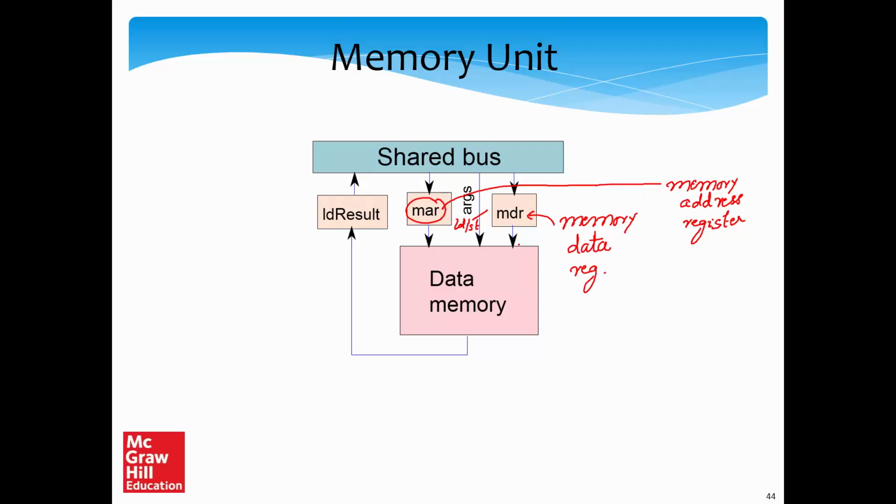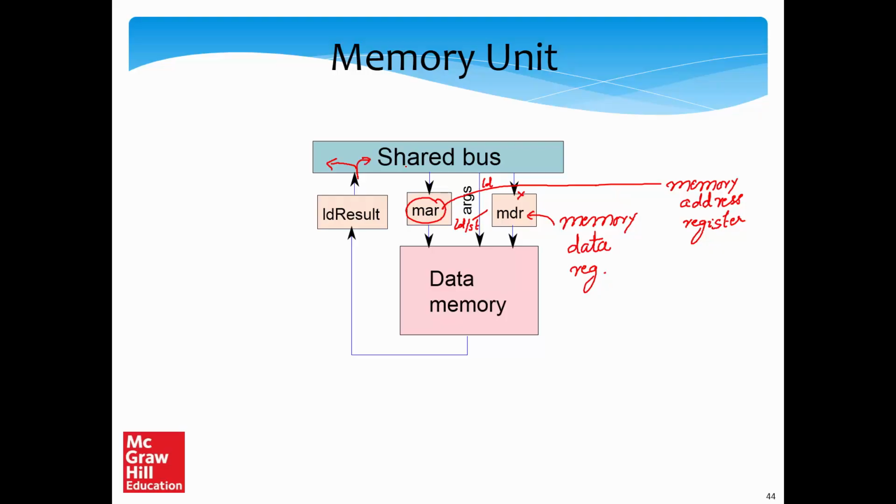If the operation is a load, then of course the args here will contain the fact that this is a load operation, and so the MDR will not have any value, but the load will have an address. So the address will be stored in the MAR or memory address register, and the result of the load will be stored in another micro register called LD result, load result. This is similar to ALU result, exactly similar in spirit. So this will contain the result of the load, which can be given to others on the shared bus.